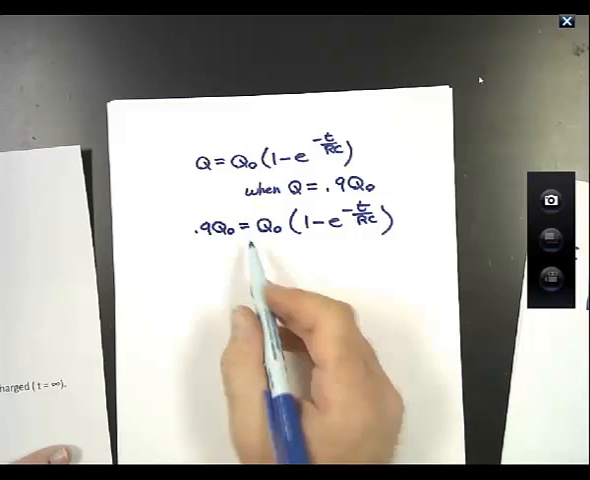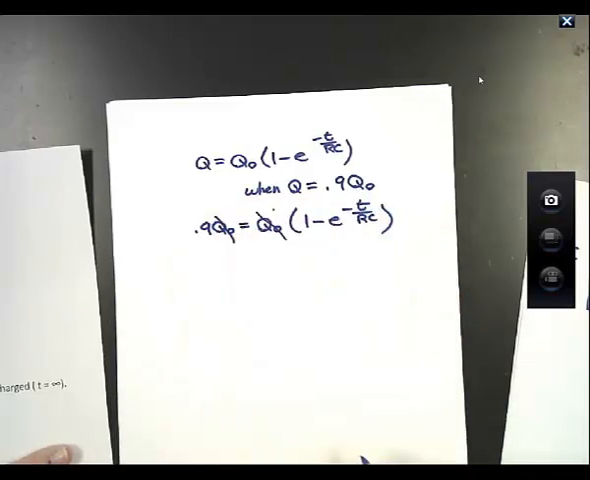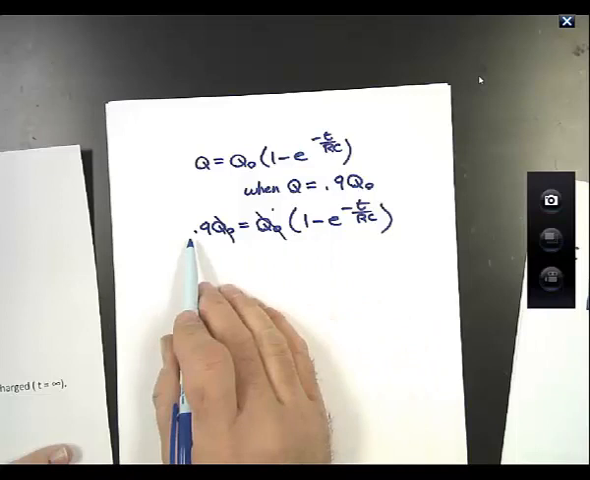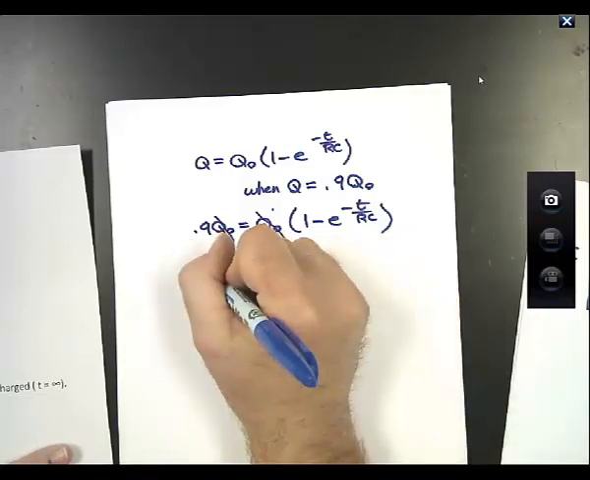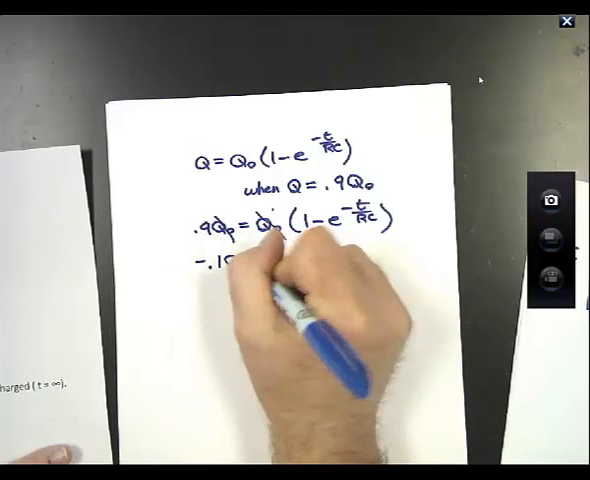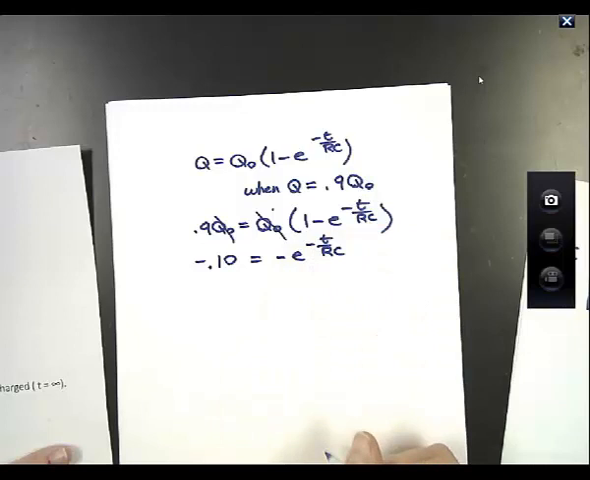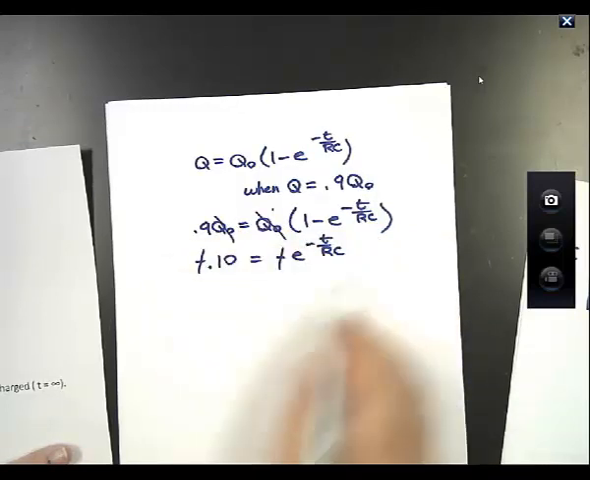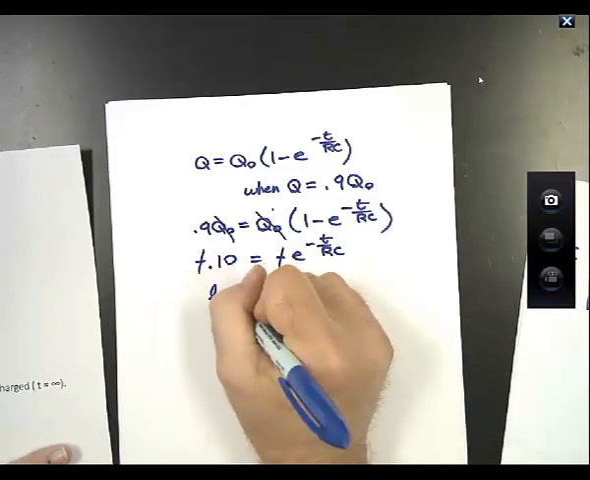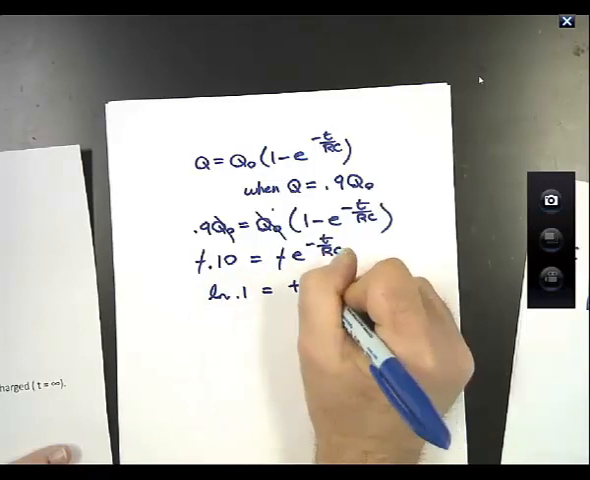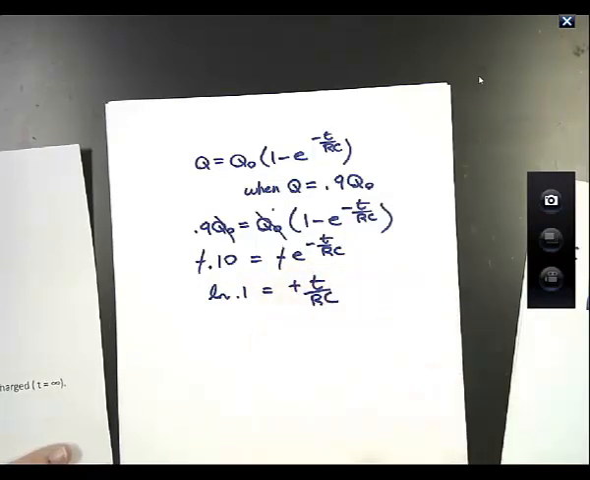Well, the first thing we notice is, lose the Q naughts. Then we rearrange this thing. Notice now we can lose the parentheses and throw this to the other side. So what I've got here is negative 0.1 is equal to negative e to the minus t over RC. Lose the negatives. And if we take the natural log of both sides, I've got the natural log of 0.1 is equal to positive t over RC.